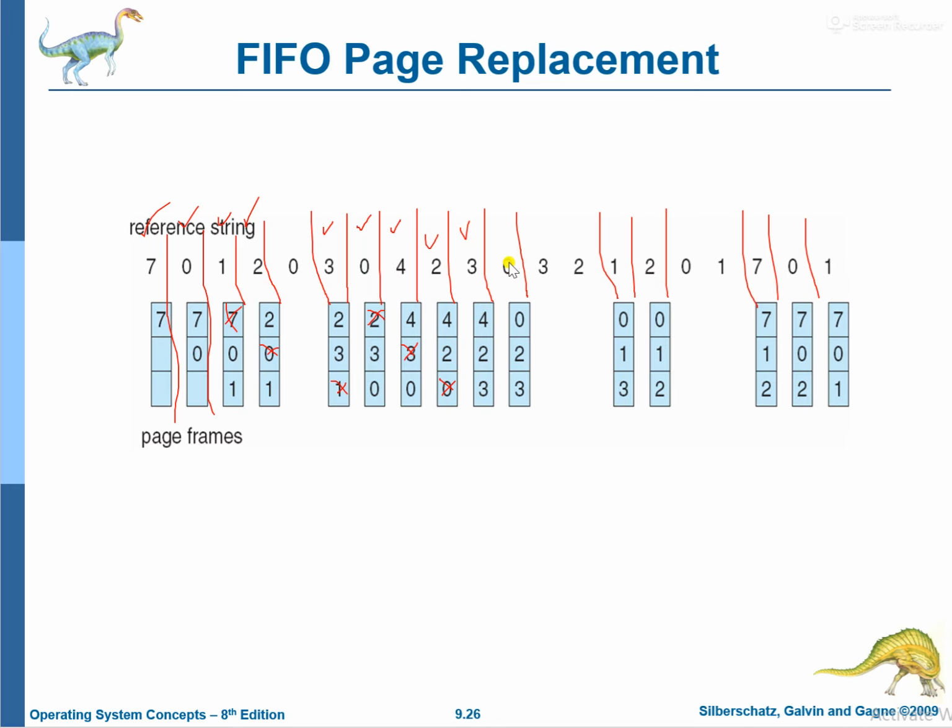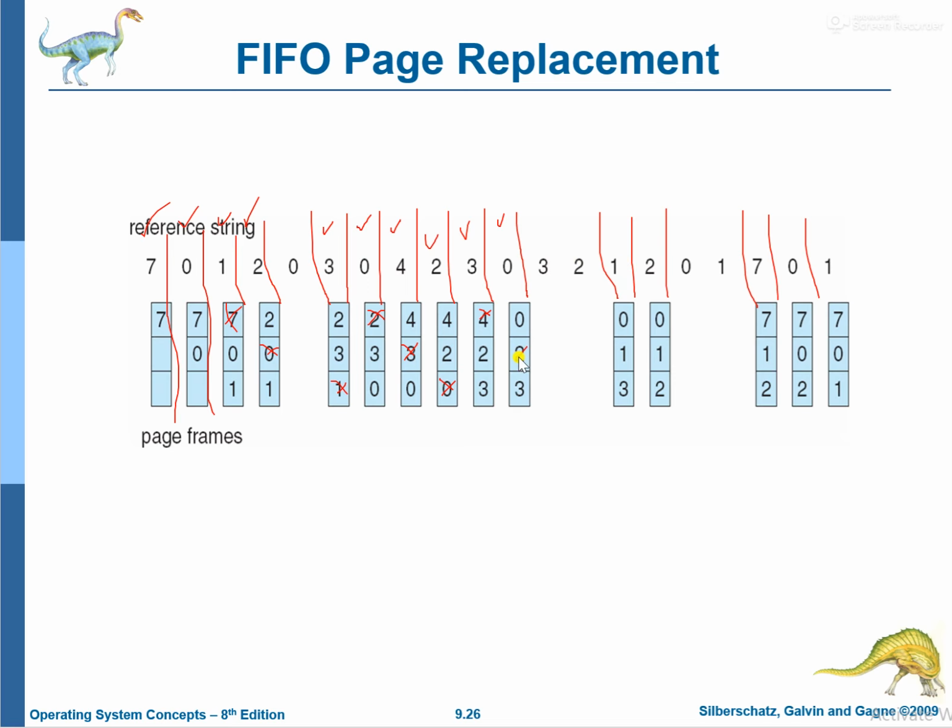Now we need 0. So 0 is not here, so we have to bring it in. So 4 is the victim and 0 will be brought into its space, and this is a page fault. Okay, now our memory looks like this: 0, 2, 3. We need 3, 3 is already present. We need 2, 2 is already present. Now we need 1. So 1 is not present and we need to bring it.